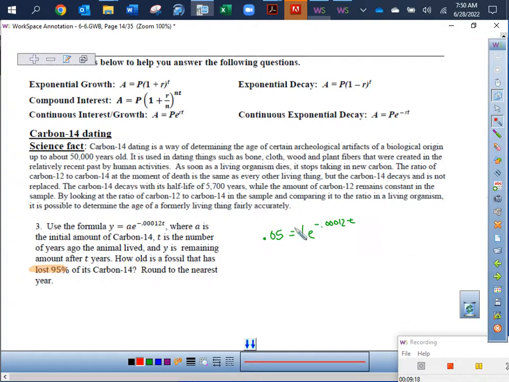So we're going to put all of that in. Wow, that was really weird. So it started with 100% of its carbon-14, and it's lost 95%. Don't care how much is lost. Got to care how much it's kept. Once we get the numbers in the right place, it's money to solve this.